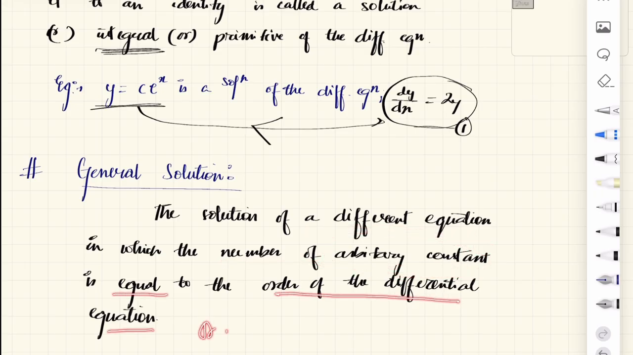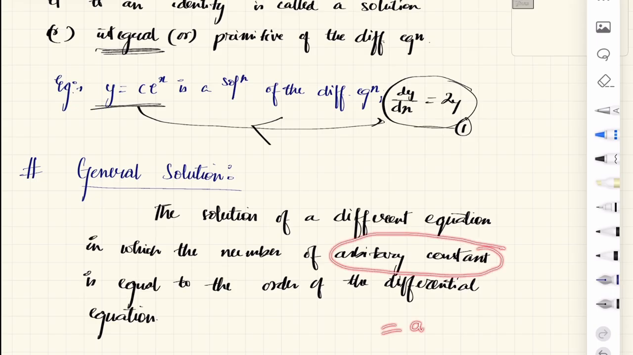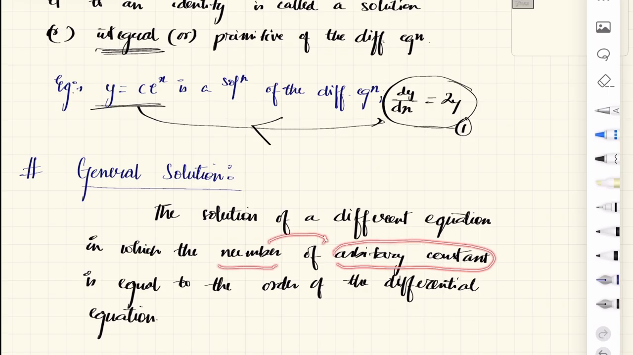Example, let's say there is a differential equation. What is the order of this equation? It's 2, and it should be equal to the number of arbitrary constants. So there might be lots of arbitrary constants. The number of arbitrary constants in this differential equation should match the order of the differential equation. So I'll give an example.